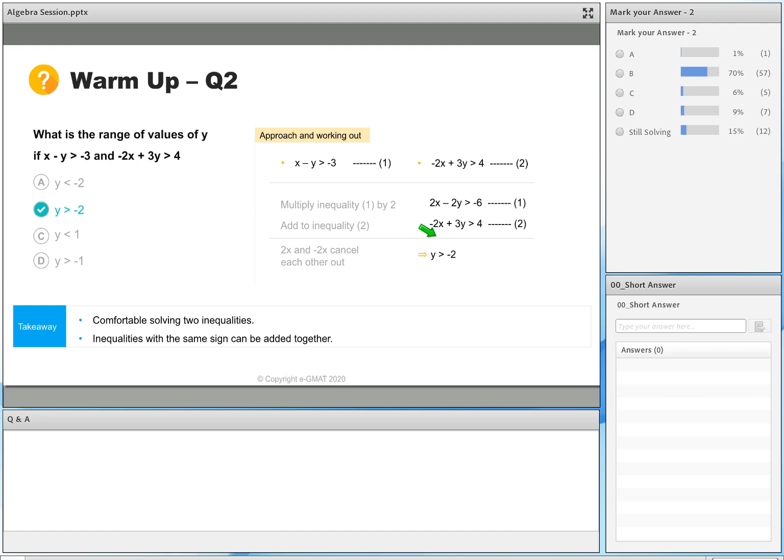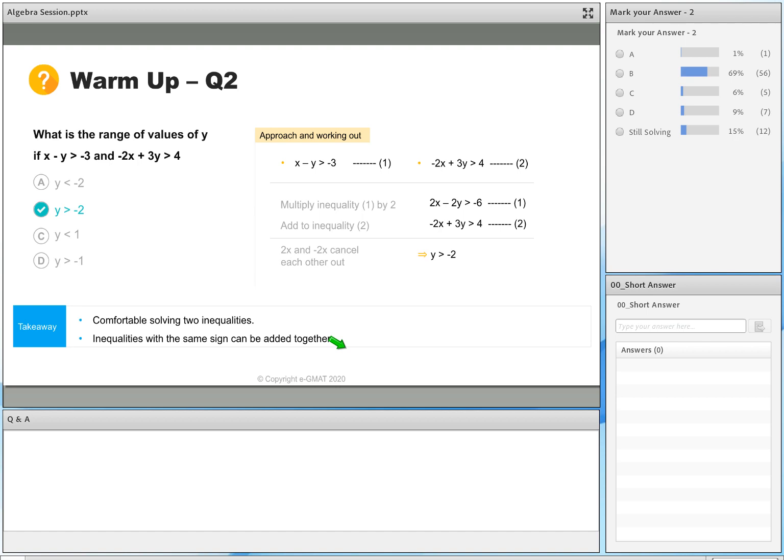Now I can just add these two inequalities. The moment I add them, 2x plus minus 2x will just become 0x, so x will vanish. For the y's, it's minus 2y plus 3y, which is y, and then minus 6 plus 4 is minus 2 as well. Nothing changed about the sign. Now, why could I add these two inequalities? Can I add any two inequalities in the world? I cannot. So here's a small rule for you.